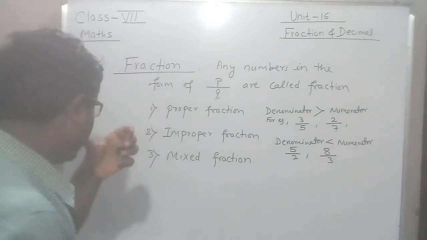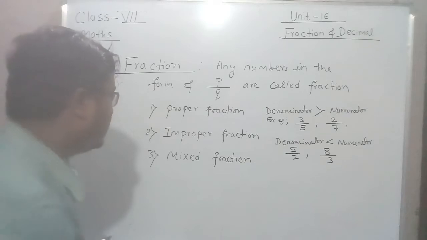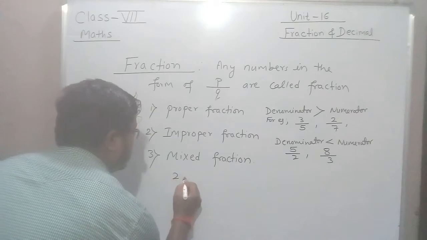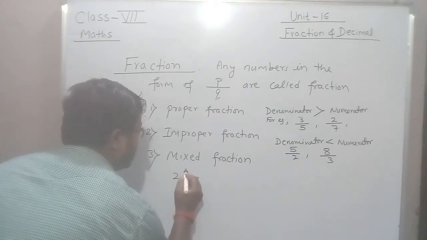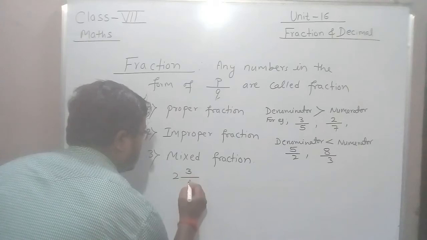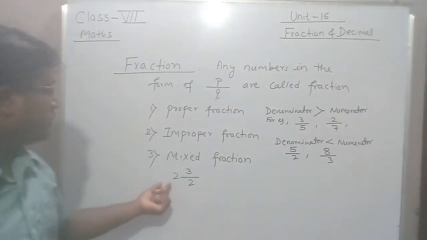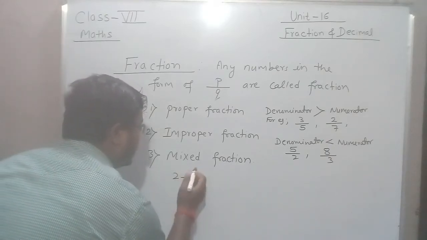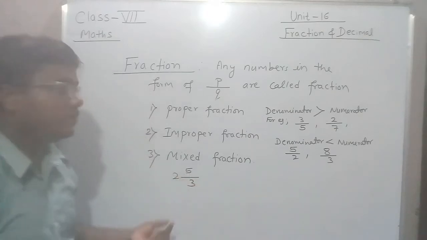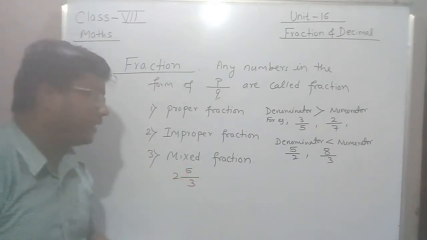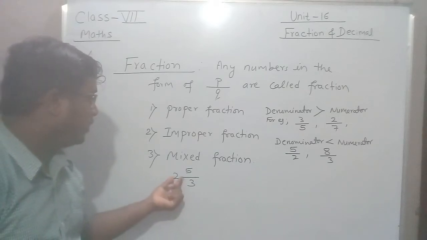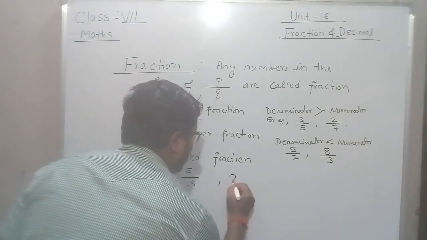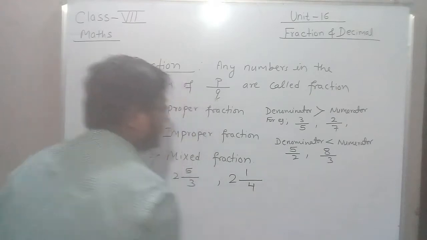Similarly, next is the mixed fraction. For a mixed fraction I am going to give an example. If I write the same number here, it may be confusing. 2 whole 5 upon 3. This is 2 whole 5 upon 3. Or let me give one more example, 2 whole 1 upon 4.